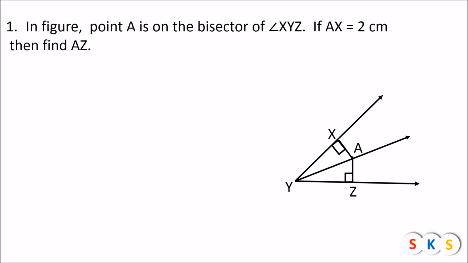Here we have question number 1. In the figure, point A is on the bisector of angle XYZ. If AX equals 2 cm, then find AZ. Let's see the solution of this question.